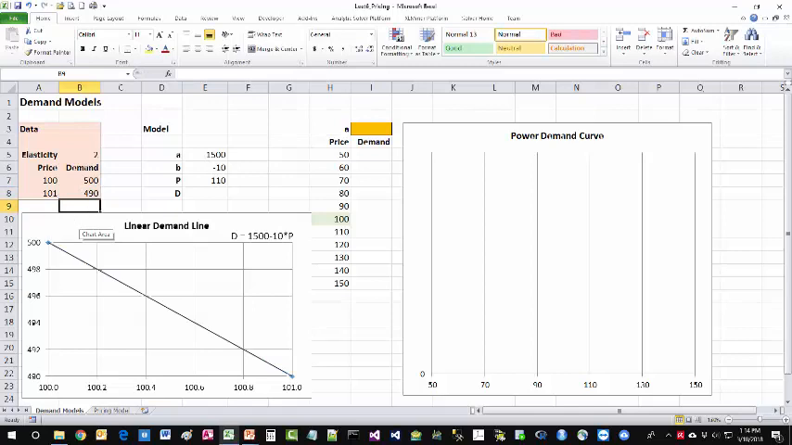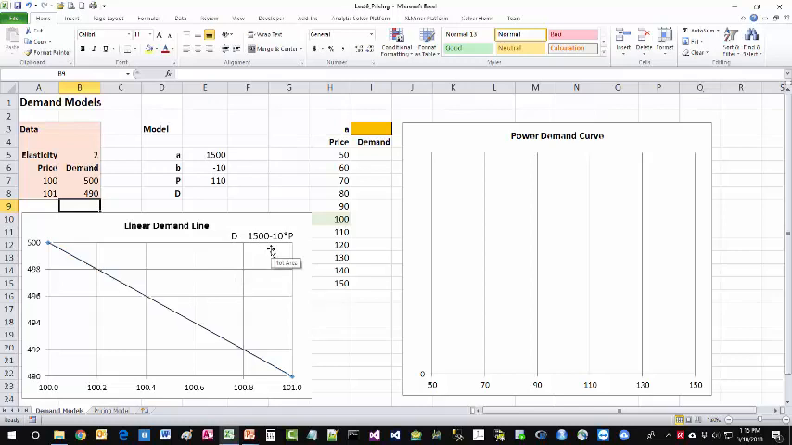Then we add a trend line, which was already added here, through these 2 points, one in the top left corner and one in the bottom right corner of this already prepared chart, and we get the resulting demand equation: D equals 1500 minus 10 times P, or Y equals 1500 minus 10X. The interpretation of that straight line is that for each dollar, not percent in this case, increase in price, demand drops by 10 units.